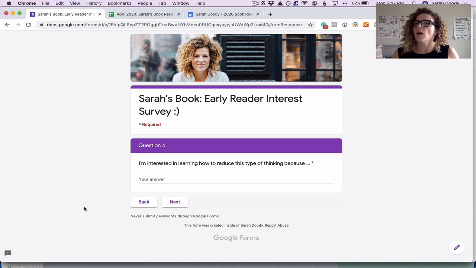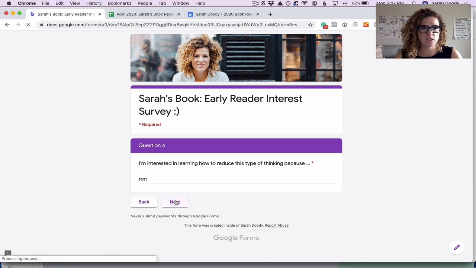Question 4. I'm interested in learning how to reduce this type of thinking because... Okay, this was getting back to the goals, the motivations, the why. Why is this so important? And this would be crucial, especially as you can imagine, when we get to the marketing side of this book or this product. Let's put test in here.